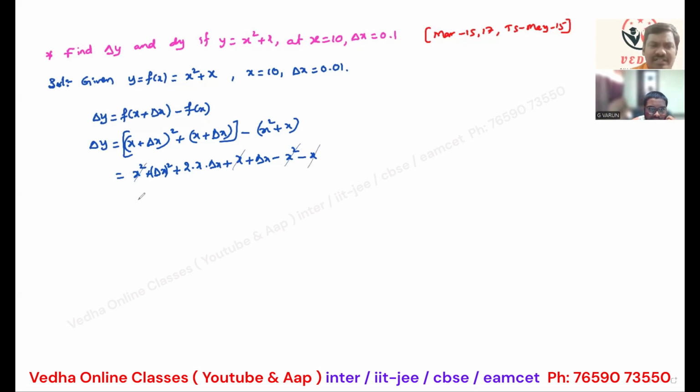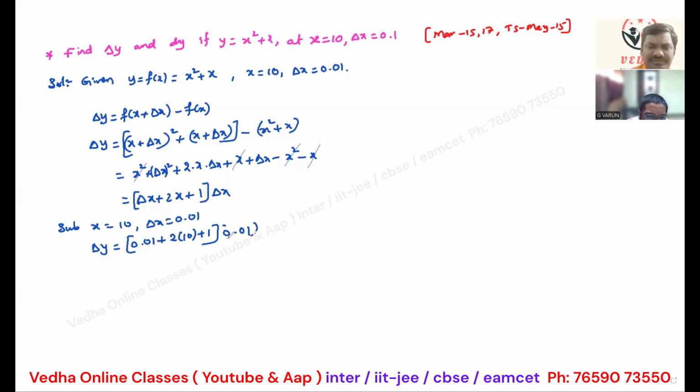Okay. For all the questions like this only, take one delta x common. So one more delta x plus 2x delta x. Delta x is common, and delta x common means we get 1, into delta x. Whatever we took the delta x common, written outside. Now we have the values. Values are given as x is equal to 10 and delta x is equal to 0.01. I am substituting now. Then delta y is equal to delta x value 0.01 plus 2 into x value 10 plus 1, into delta x is 0.01.